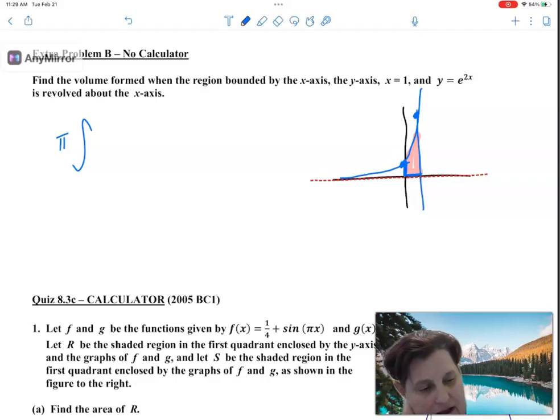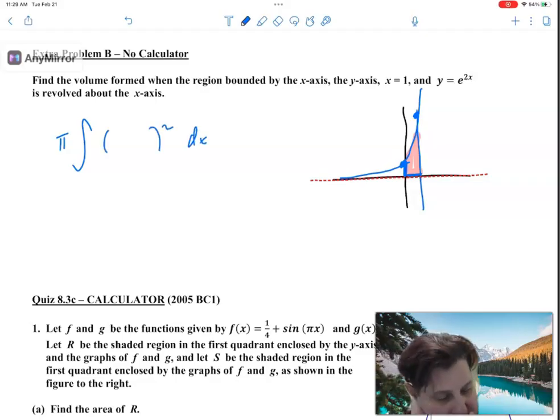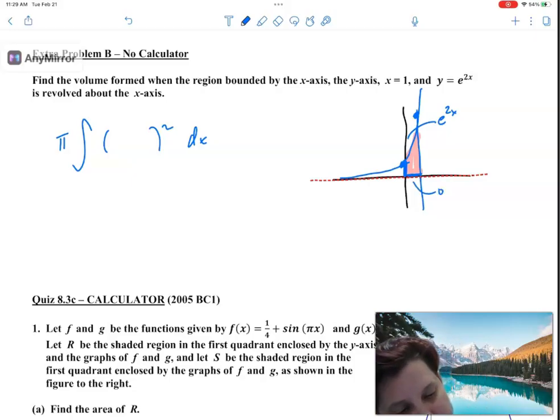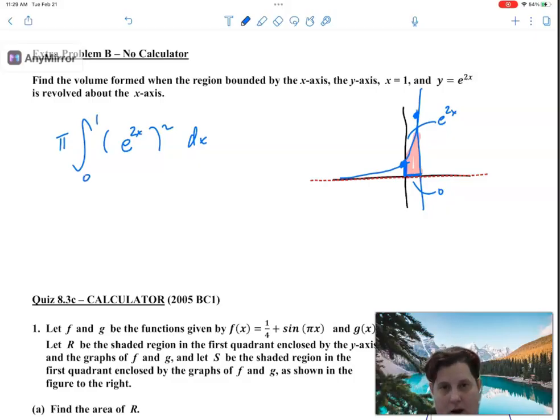So it's going to be pi. It doesn't look like there's an inner and an outer radius. There's just a radius squared dx. Because the top equation is e to the 2x and the bottom equation is 0, so I'm actually going to use 0. So this is going to be e to the 2x squared. That's pi times radius squared. And it goes from the x value of 0 to the x value of 1, because it told me that it cut off at x equals 1.